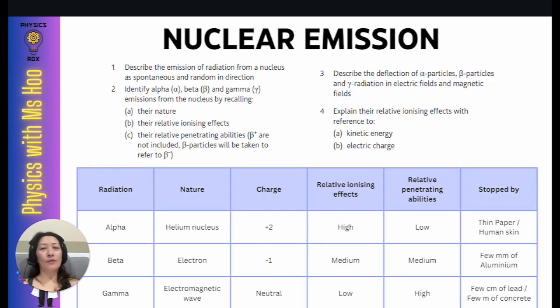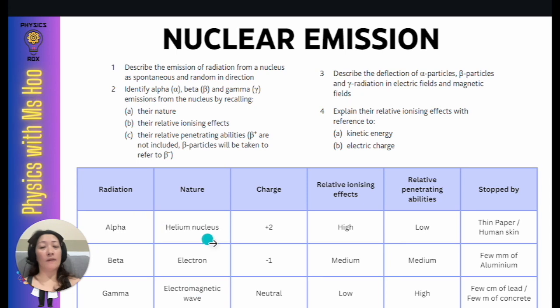Next, let's go into the concept of nuclear emission. So when we talk about radioactivity, it means that the radioactive material is releasing nuclear emission. You have to be aware that the radioactive radiation that's being emitted is from the nucleus, and it's spontaneous and random in direction. In terms of the types of emission, you only learn about alpha, beta, and gamma. So you must know of these 3, as well as their nature, their relative ionizing effects, as well as their relative penetrating abilities. So here's a general table about the 3 types of radiation.